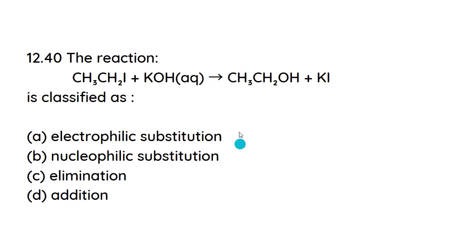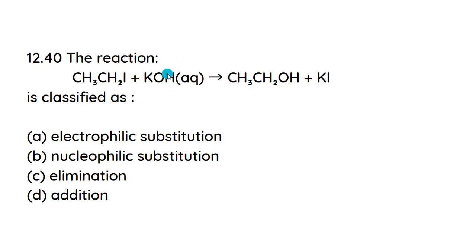Now, we've been given these two words, electrophilic and nucleophilic. Electrophilic means an electrophile is going to come and attack, whereas nucleophilic means a nucleophile is going to come and attack the compound. So in this case, K plus and OH minus, if you think about it, potassium will get a positive charge, OH will get a negative charge.